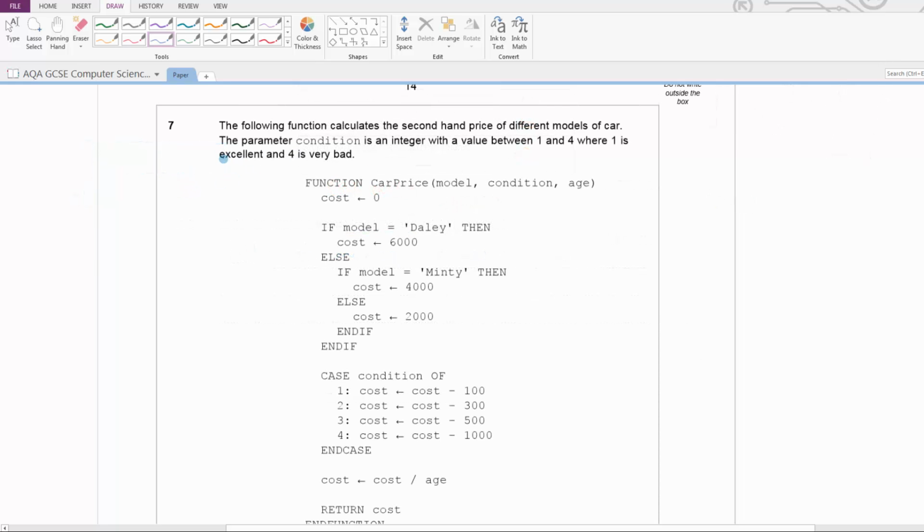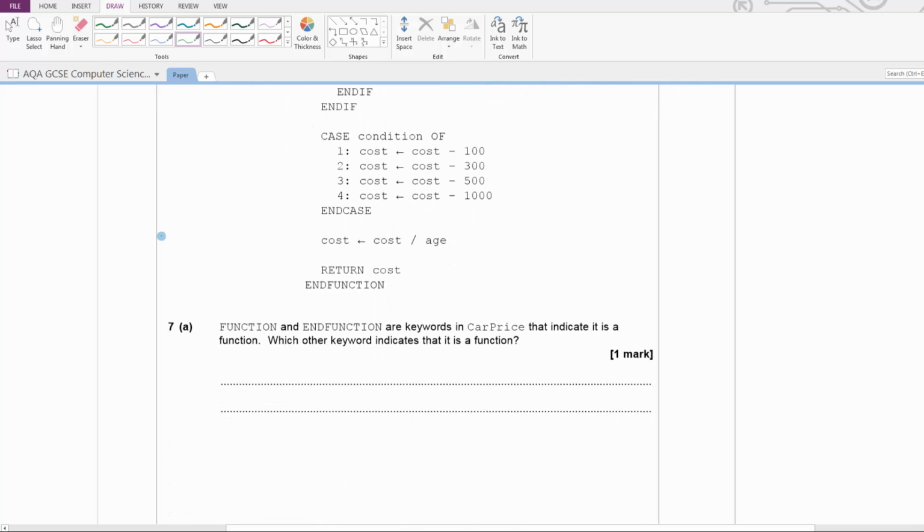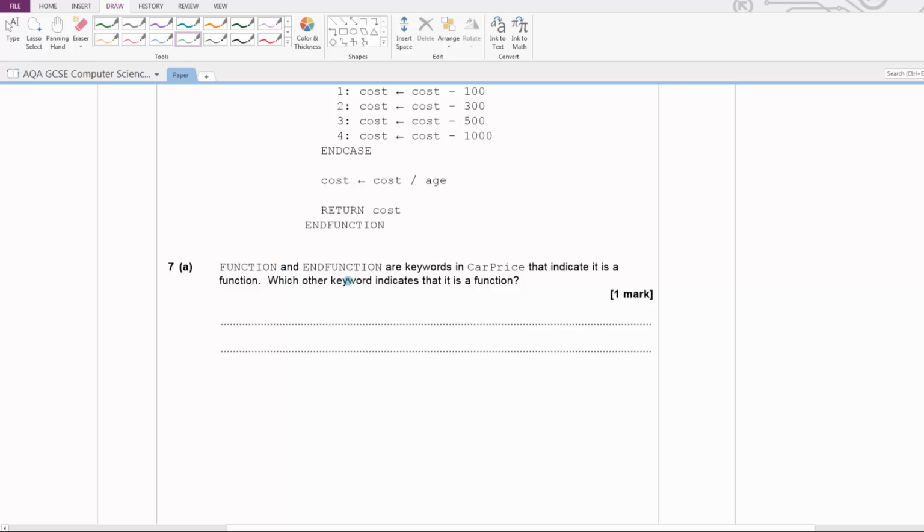For question 7, we're given the following function which calculates the second-hand price of different models of car. The parameter condition is an integer with a value between 1 and 4, where 1 is excellent and 4 is very bad. So it's putting a value on the condition of a car. So quite a long function. Part A says function and end function are keywords in car price, which is the function name.